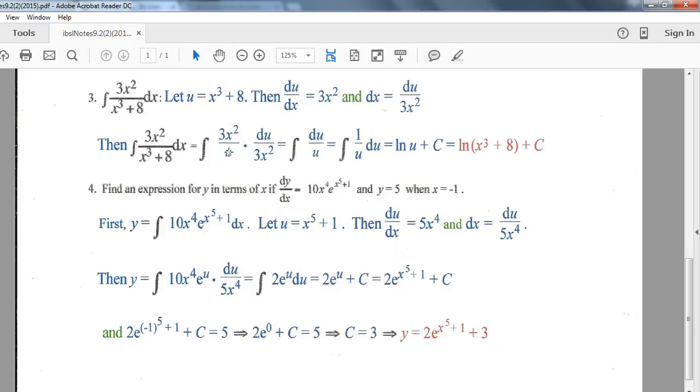I'm also replacing dx with du over 3x squared. And now we can look at that and say, oh, well, we divided by the derivative of our interior function like we're supposed to. It cancels with that guy. So all I have is this. Well, think of this as 1 over u du. And we know that 1 over anything is the natural log of that function. And so we're going to say the natural log of u plus c. And now we can back substitute and put our u value back in to finish it off.